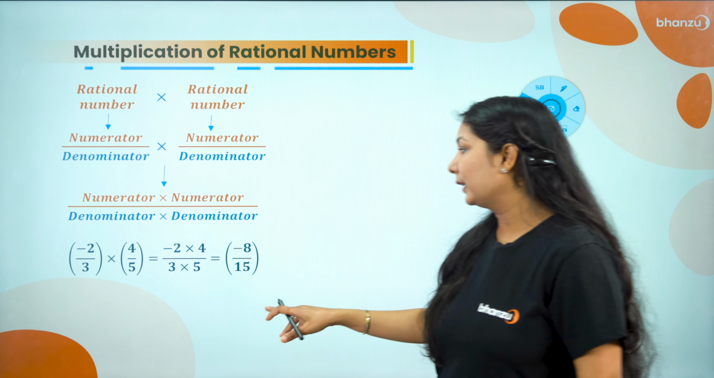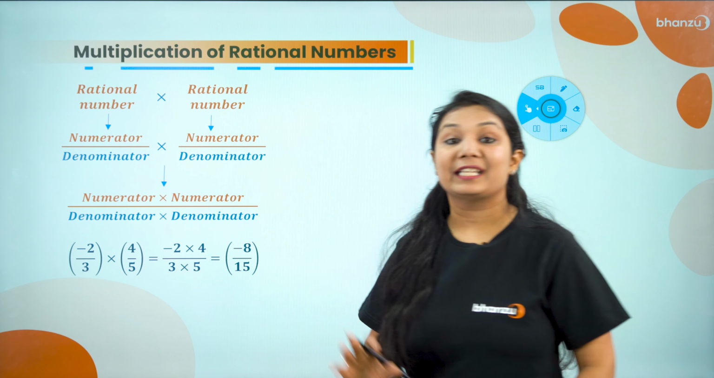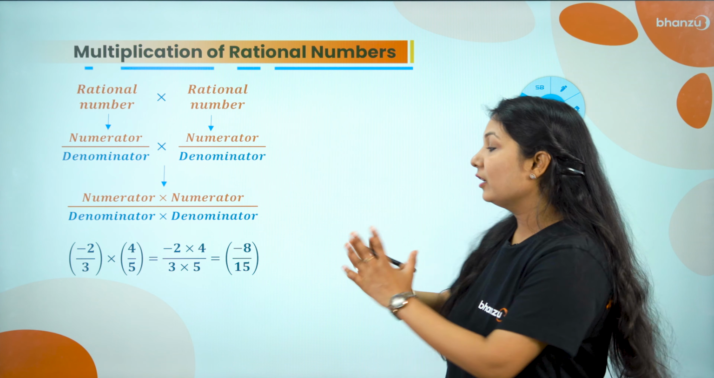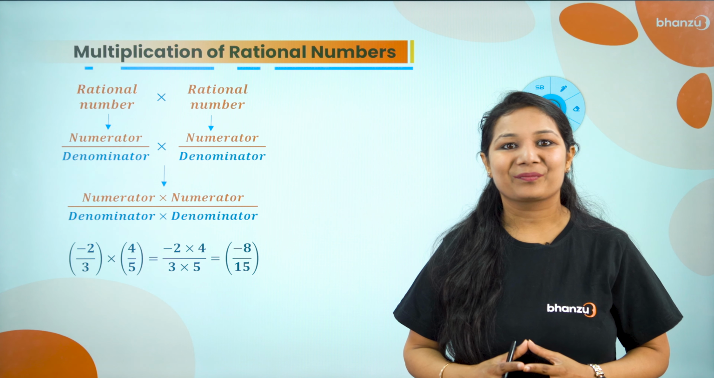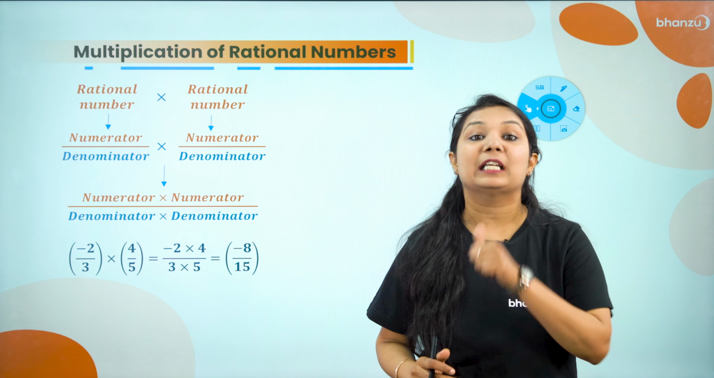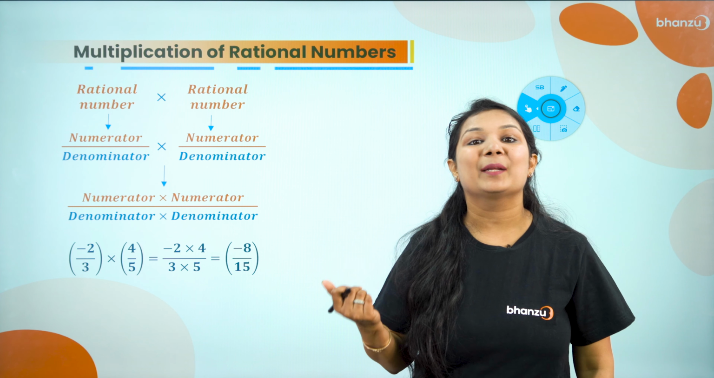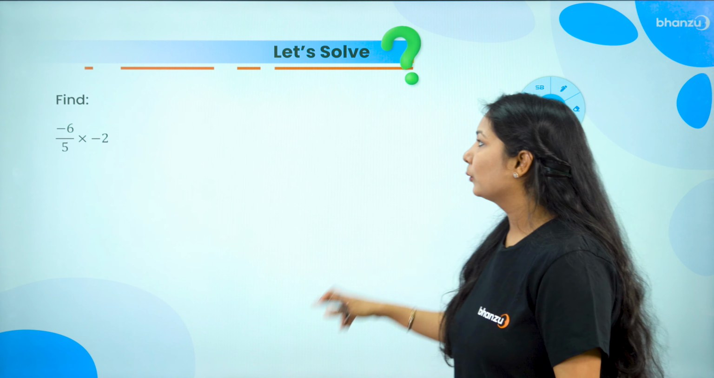Right? We have multiplied minus 2 into 4, which is minus 8, 3 into 5, which is 15, and since they do not have any common factor, so it's the standard form of rational number what we got as the product. So I hope everybody is clear with how do we multiply a rational number with a whole number, and also how do we multiply a rational number with a rational number. So let's move ahead and solve some questions over here.